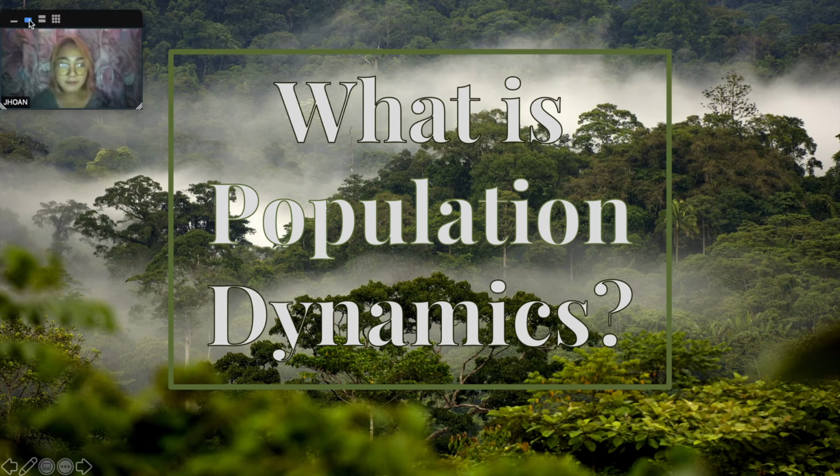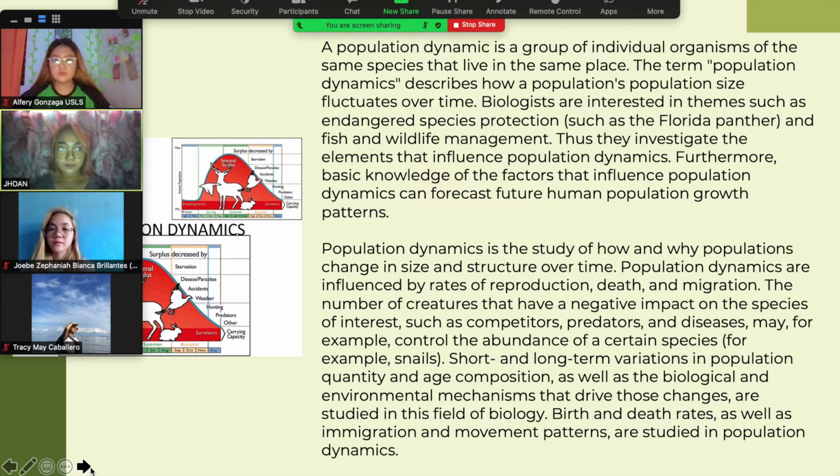What is population dynamics? A population is a group of individual organisms of the same species that live in the same place. The term population dynamics describes how a population's size fluctuates over time. Biologists are interested in themes such as endangered species protection, such as the Florida panther, and fish and wildlife management. Thus, they investigate the elements that influence population dynamics. Furthermore, basic knowledge of the factors that influence population dynamics can forecast future human population growth patterns.